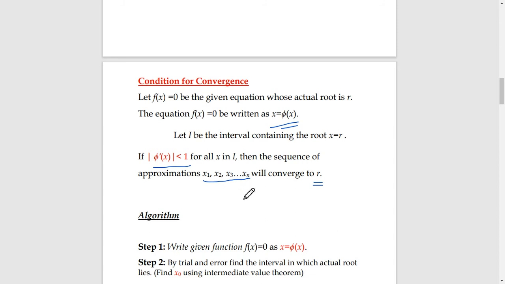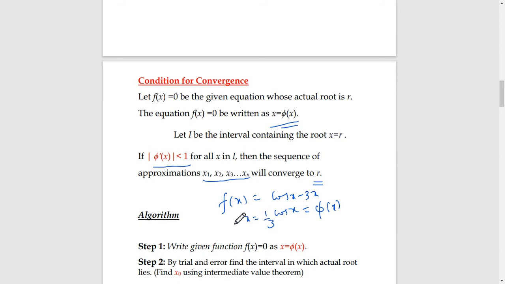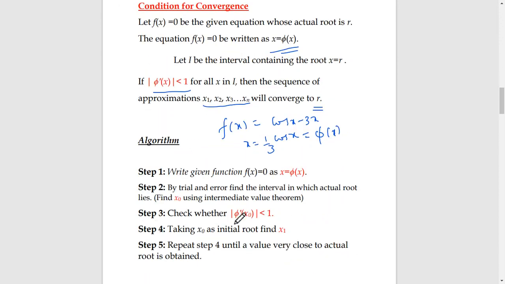Say suppose I have a function f of x equal to cos x minus 3x, then we can write this as x equal to 1 by 3 cos x. So this is taken as phi of x, for example. Now let us see how to solve a problem using the iteration method.